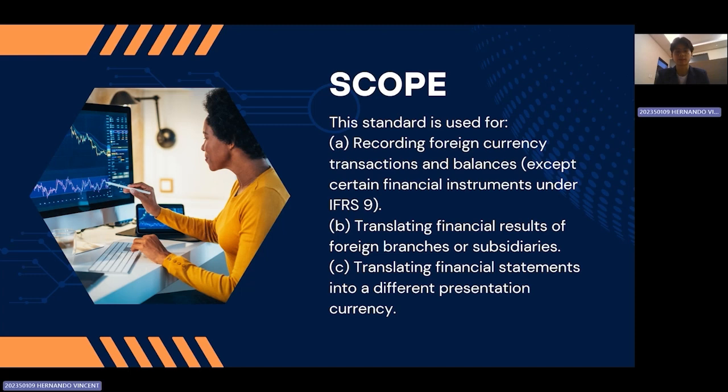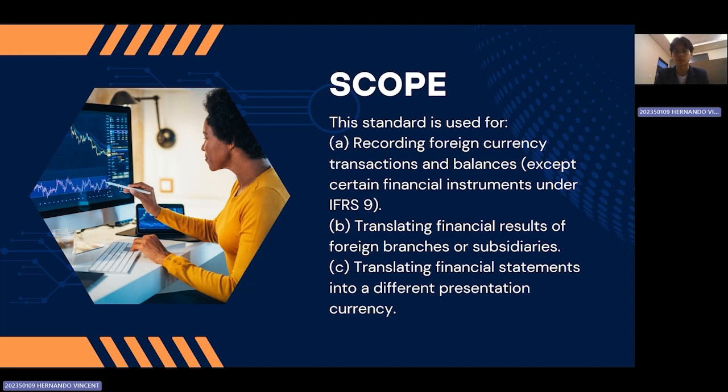Okay, the next is scope. Now that we understand the objective of IAS 21, let's move on to its scope, or in other words, when and where the standard should be applied. IAS 21 applies in three main areas. First, it applies to the recording of individual foreign currency transactions and the remeasurement of foreign currency balances.